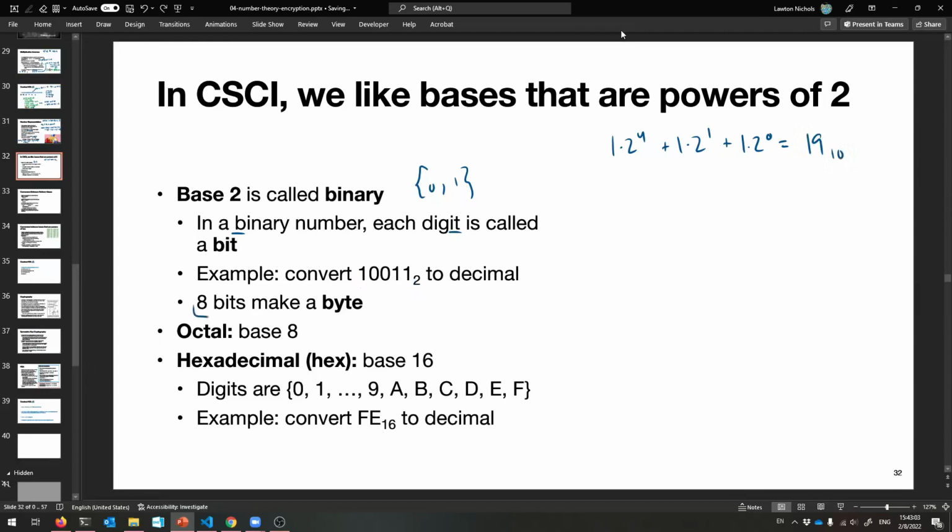If you have 8 bits, this is like a 5-bit number, right? If you have 8 bits, that makes a byte. And so that's where you end up with megabytes and kilobytes and things like that. But 8 individual bits make a byte. And, well, that's base 2 in a nutshell.